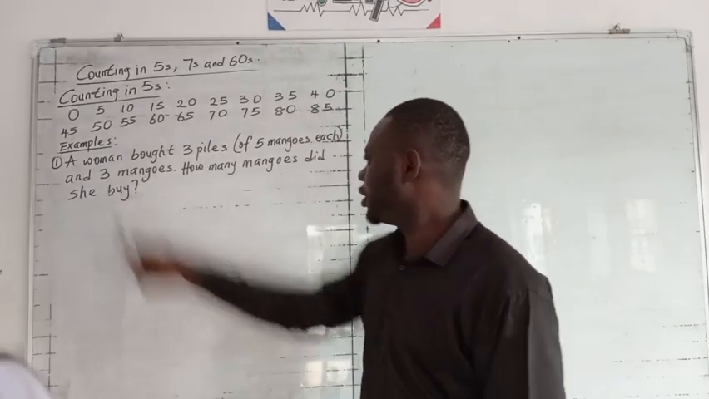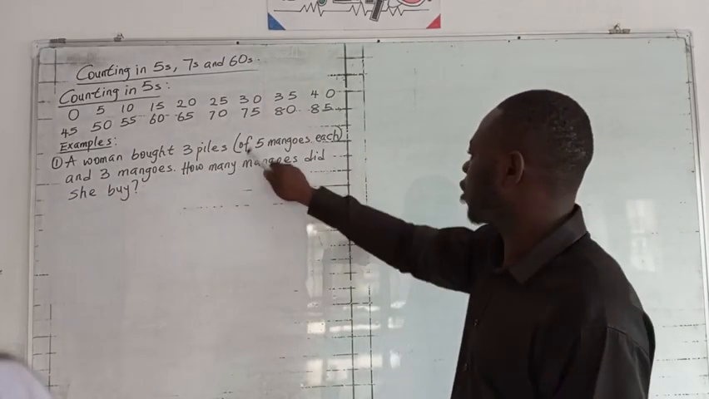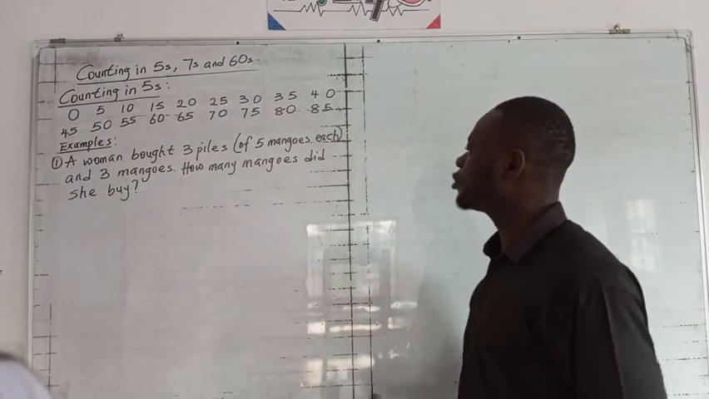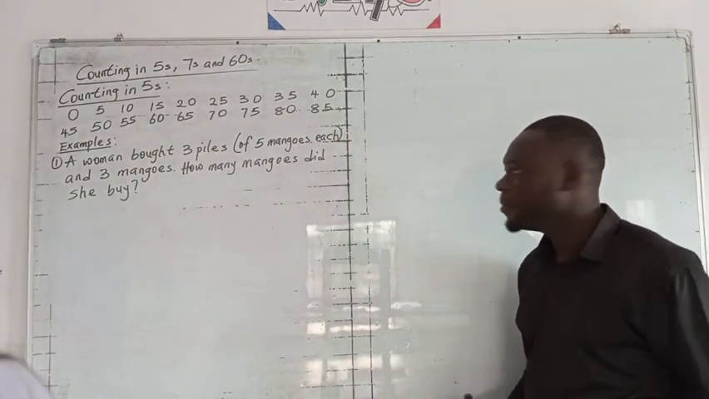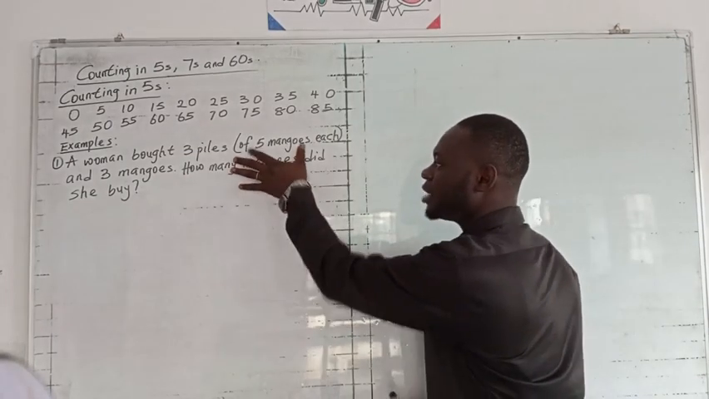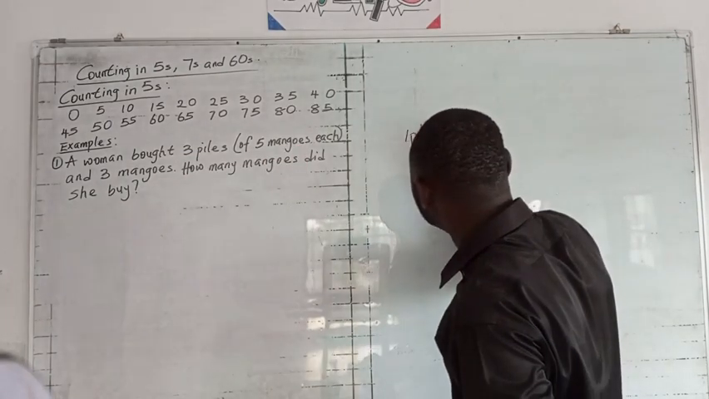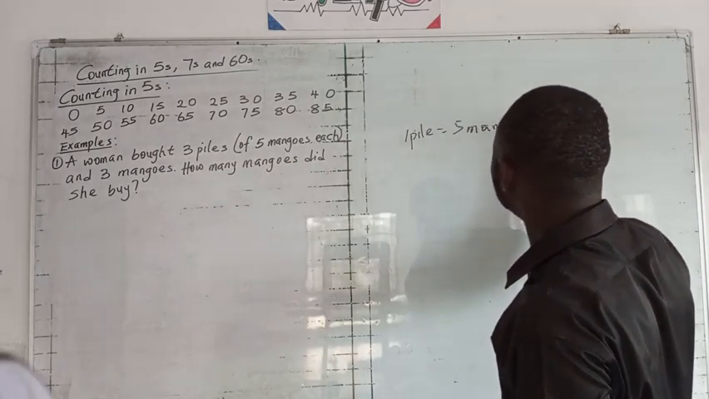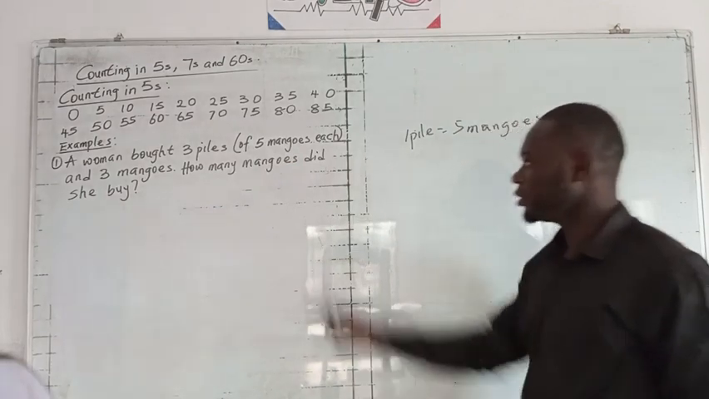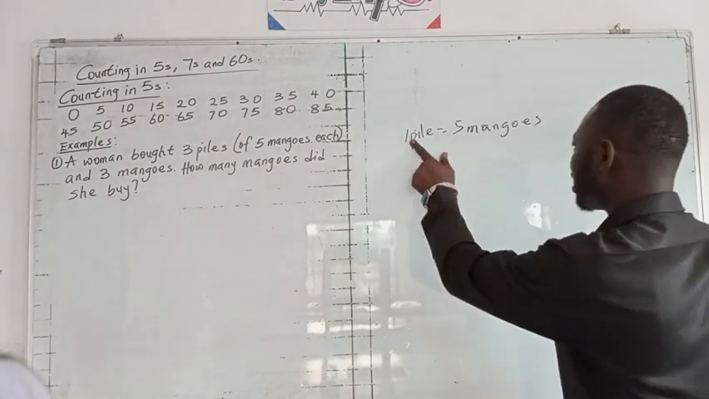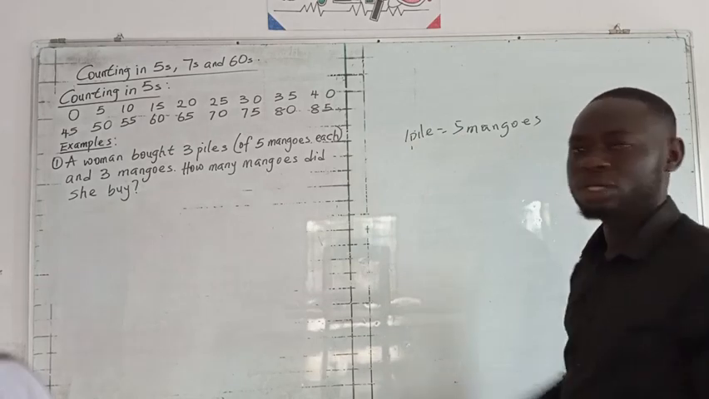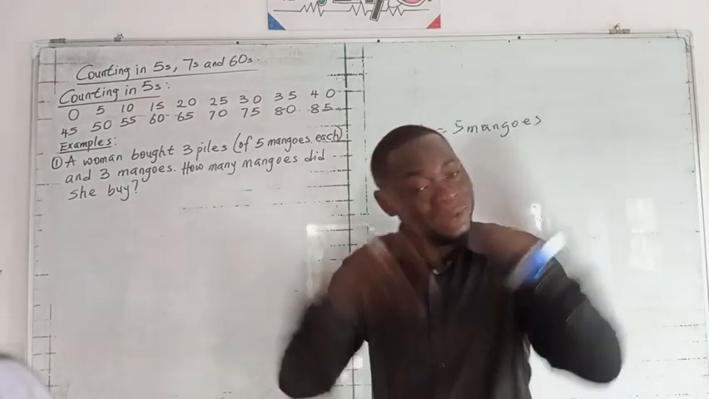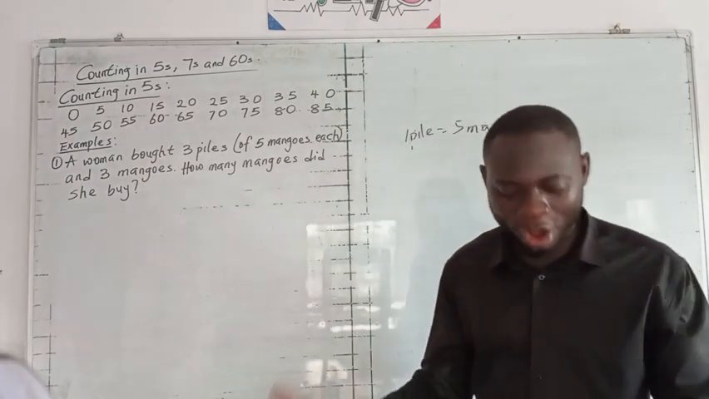Now let's look at this question. A woman bought 3 piles of 5 mangoes each and 3 mangoes. How many mangoes did she buy? Now, what's this telling you? It tells you that in one pile, there are what? 5 mangoes. And this woman bought 3 piles and an extra 3 mangoes. So how many mangoes did the woman buy in all?